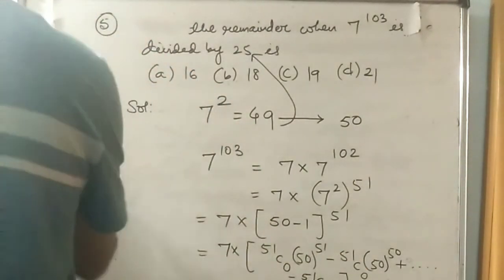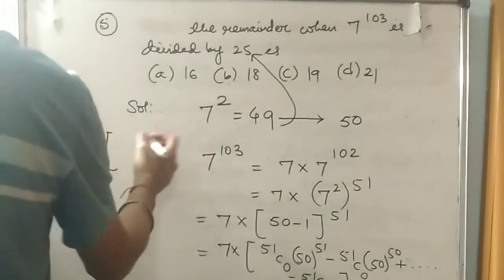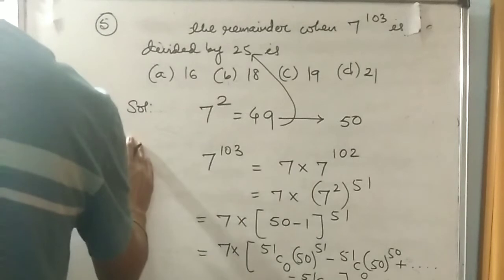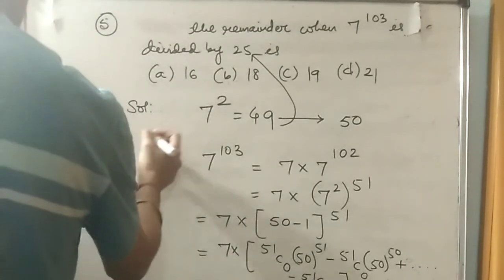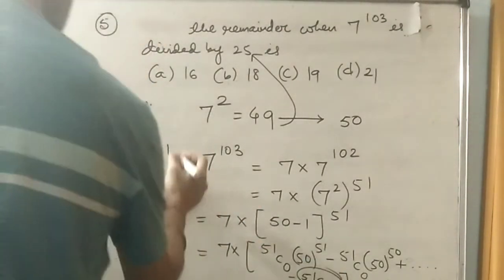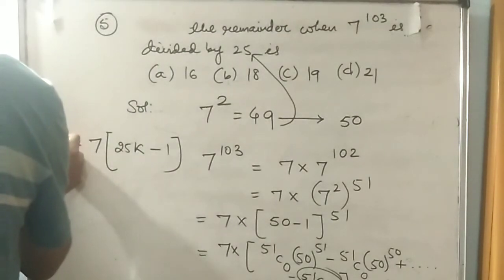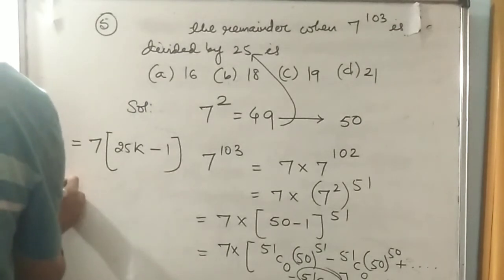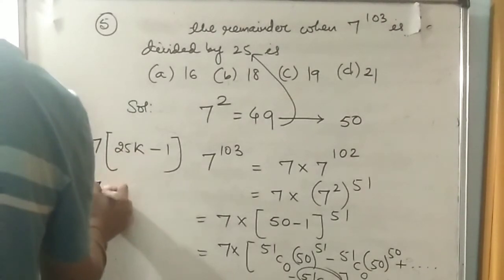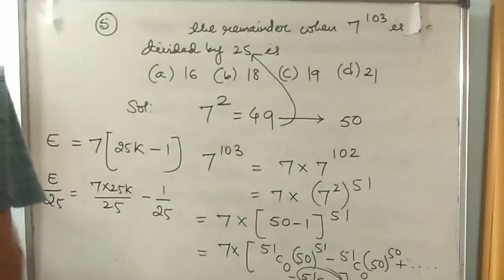Now, all the terms are containing 50, so they all are divisible. So we can write them as 50 into something or 25 into something. Means they are a factor of 25, and then this one is the remainder, minus 1. Now we are dividing by 25. Say this one is represented by E. When we divide this one by 25, this part 7 into 25k gets completely divisible, and then we are left with this minus 7 upon 25.